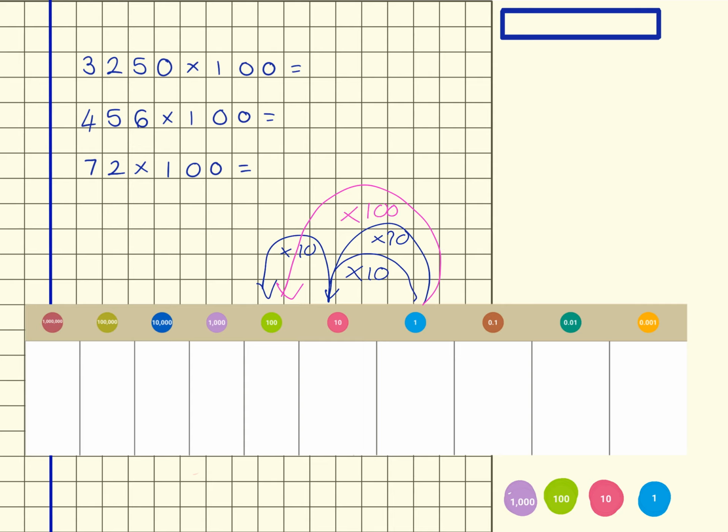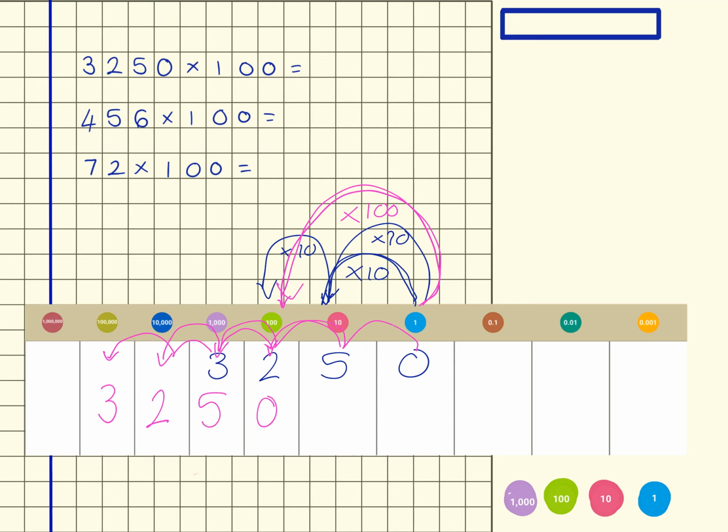Okay, so we're going to take our number 3,250, and this time, instead of it jumping one place value column because it's being multiplied by 10, it's been multiplied by 100, so therefore it's going to jump 2 place value columns. So I'm going to start with my 3, and I'm going to jump that 1, 2, so the 3 is going to move to there, and then this is going to move 1, 2, so it's going to move to here, and then 1, 2, move to here, and then 1, 2, move to here. So as you can see here, because the digits are together, so you've got 3, then a 2, then a 5, then a 0, you should still have that.